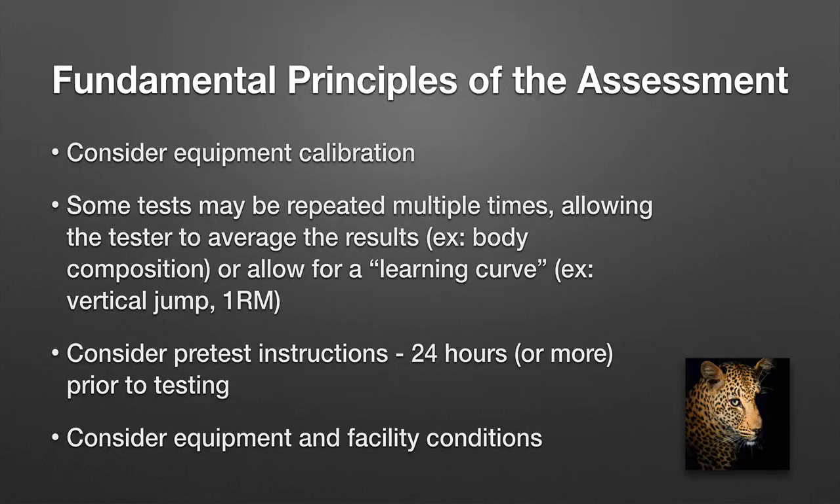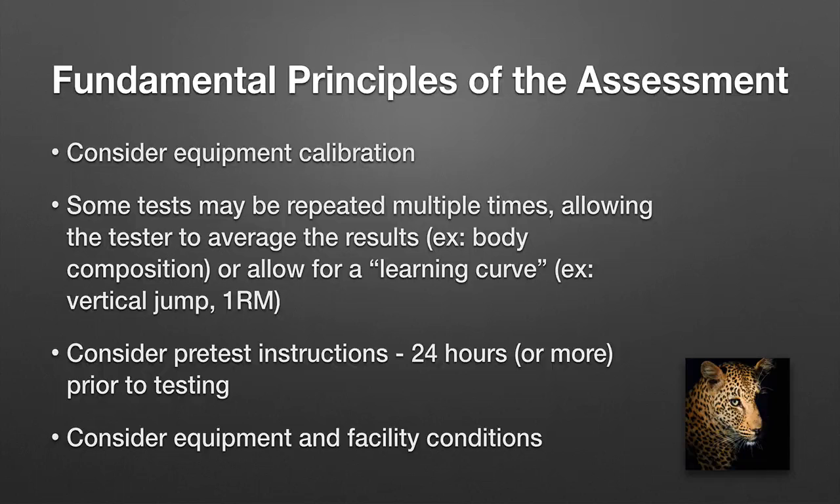All right, consider equipment calibration. If you have a scale, obviously from time to time they need to be calibrated. And consider that some tests may be repeated multiple times, allowing the tester to average the results, such as in body composition measurements, or allow for a learning curve, such as in a vertical jump or 1RM. So as you'll see as the semester goes on, when we talk about body comp testing, you'll measure each site, each skin fold 3 times, and you'll take the average of whatever those numbers were.